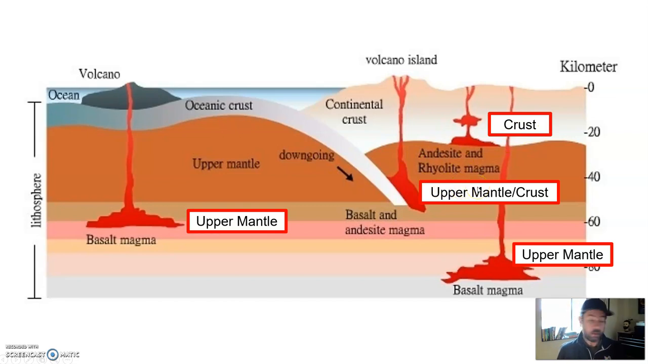So what we're going to do, we're going to pause here. When we come back, we're going to talk about those different types of magma: basaltic magma, andesitic magma, rhyolitic magma. We'll distinguish the differences between those three and what those three different types of magma can do.